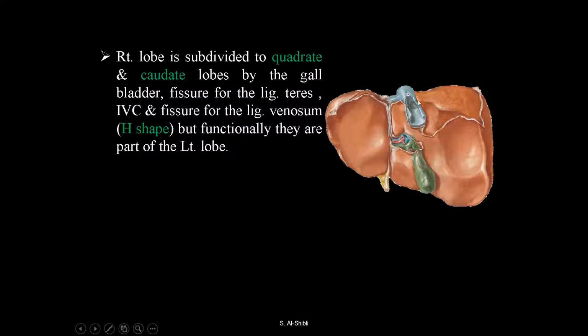This H shape is formed mainly by four important structures: the inferior vena cava and the gallbladder, and here we have a fissure for the ligamentum venosum and a fissure for the ligamentum teres. The horizontal line of this H shape is mainly the porta hepatis. So the H shape subdivides the right lobe into a quadrate lobe and a caudate lobe. I will repeat, the limbs of the H shape are the inferior vena cava, the gallbladder, and two fissures. One fissure is allocated for the ligamentum venosum and another fissure for the ligamentum teres.